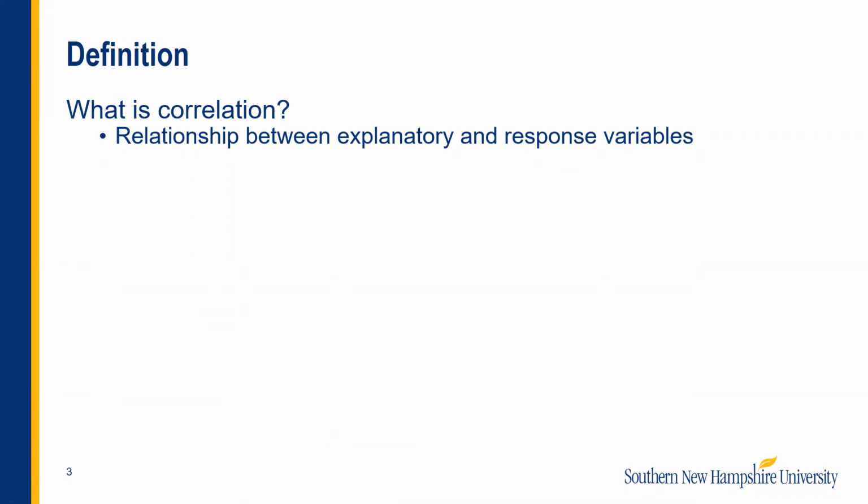So a correlation would show a relationship between the explanatory, that would be our X variable, and the response, the Y variables. So we're trying to see, is Y responding to changes in X, our explanation? So X, explanation, explanatory, Y, response, and it's all about change.